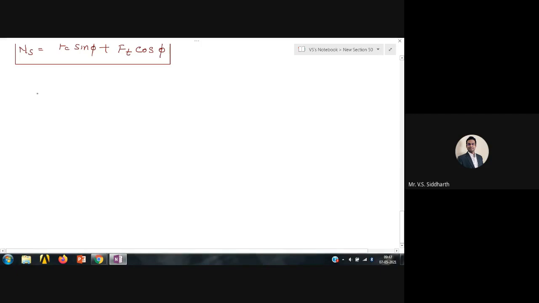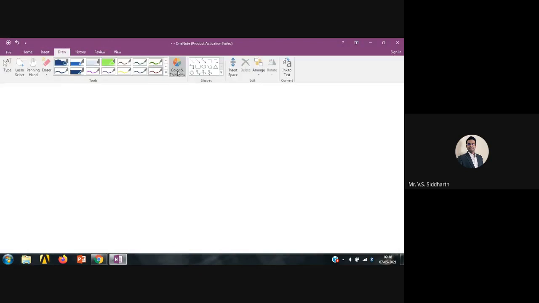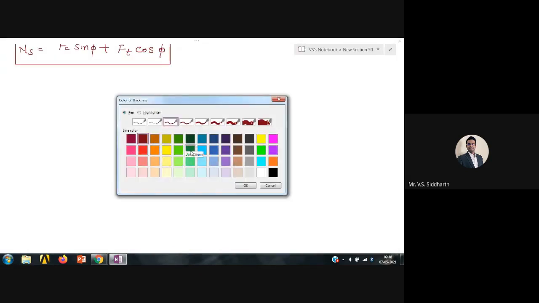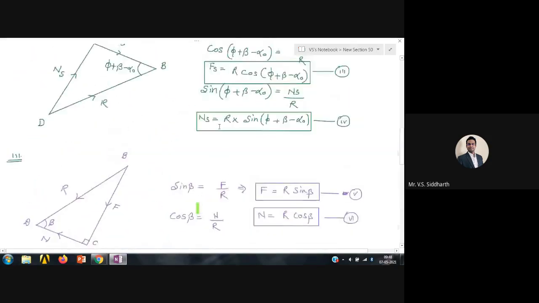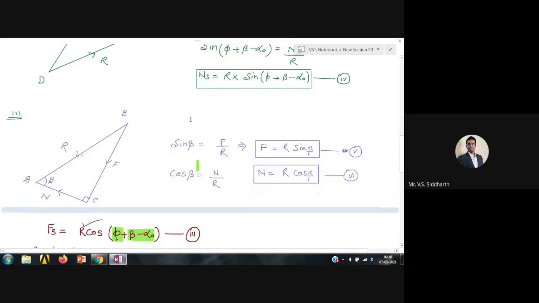Now the next one is frictional force. So what is the formula for frictional force? I will change the color. I will use green color. So frictional force F was given by R sin beta, right? If you want, you can check it out. Frictional force is R sin beta.